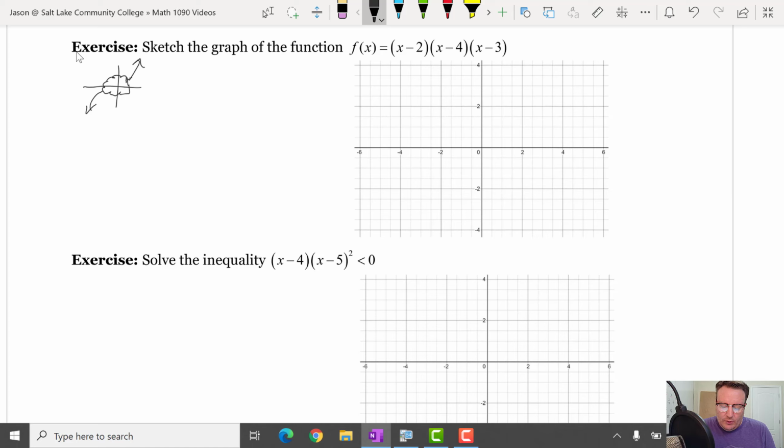Okay, what about short-run behavior? What about the y-intercept? To get this, I just evaluate the function at x equals 0. And when I do that, I'm going to get, let's see, -2 times -4 times -3. It's going to be negative. And it's 2 times 4, which is 8, times 3, it's 24. So -24. Okay, I can't even get that on the graph.